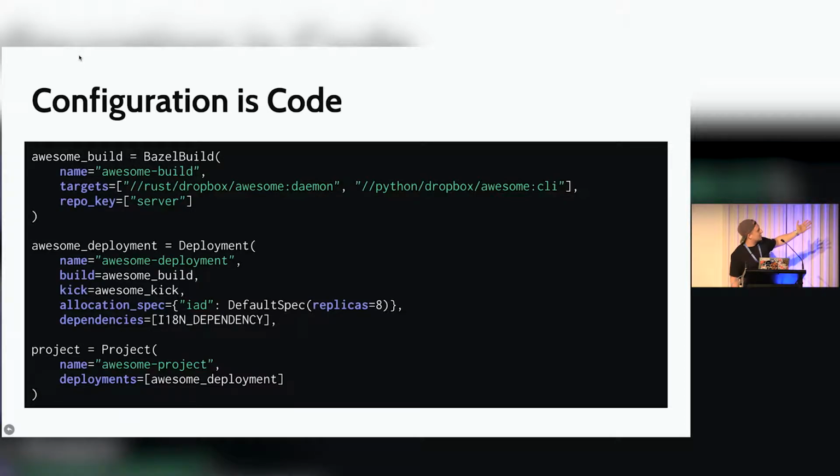The second block here is how an engineer can define a deployment. A deployment is the actual unit that's going to land on the server and run there. It's where you combine build and kick, which includes all the programs, and also specify the allocation specification, which is where it's going to run. In this case, it's just ID, one of the data centers. We want 8 replicas of the service, and runtime dependencies, in this case some internalization libraries and stuff like this. It all boils down to this project definition, which is basically a set of deployments, just for a logical organization of things in the company.